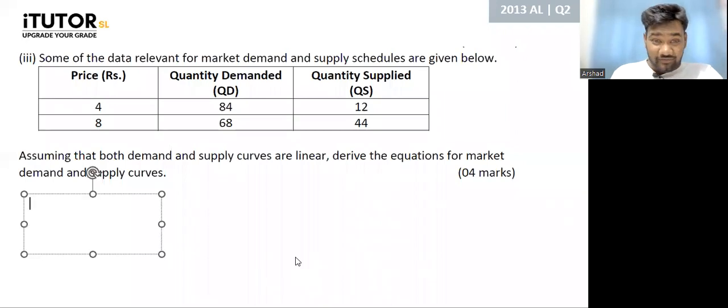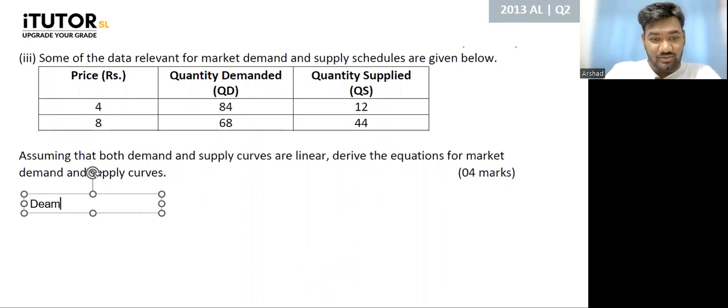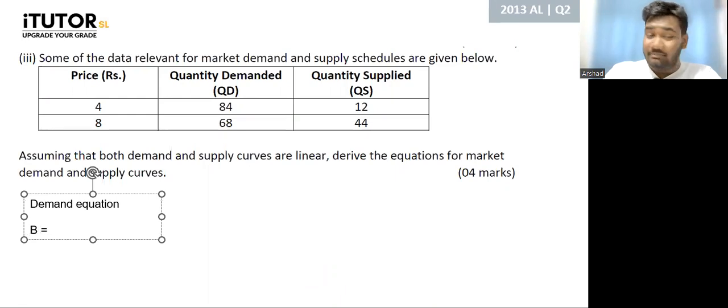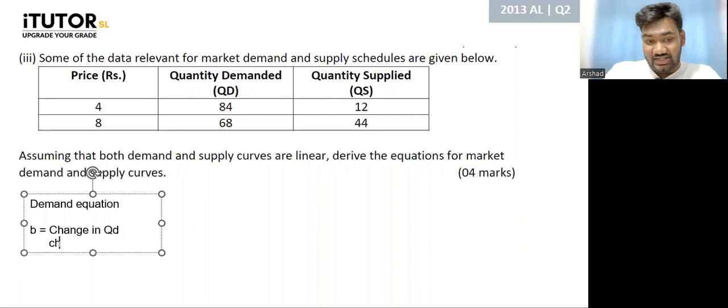How many of you know how to do this? If they give you a demand and supply schedule, how many of you can figure out how to make the demand equation and the supply equation? How do we do this? So remember, how do you make the demand equation? To find the demand equation, first you need to find your B component. What is your B component? Your B component is change in QD divided by the change in price.